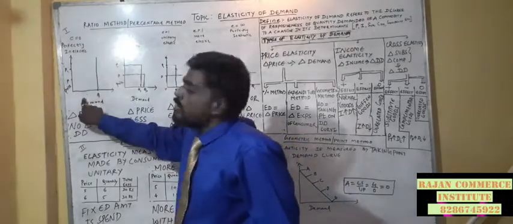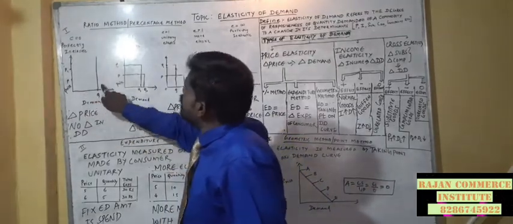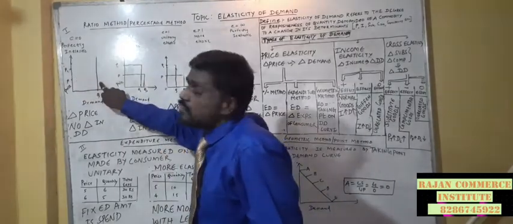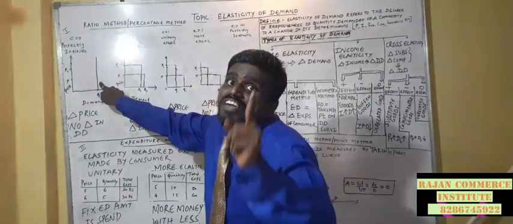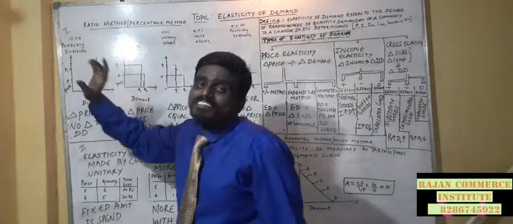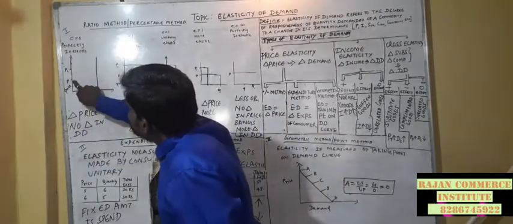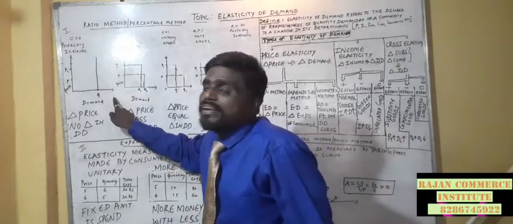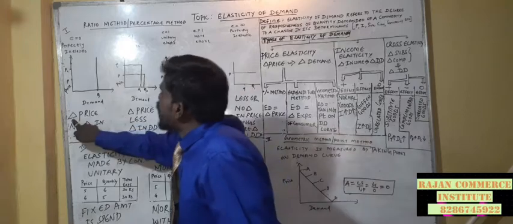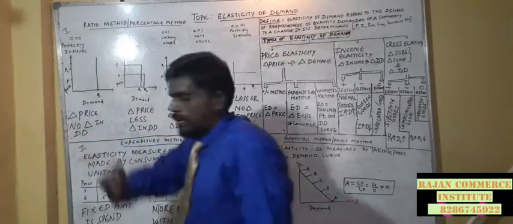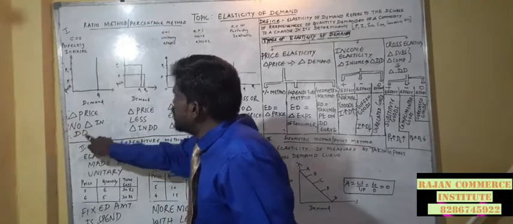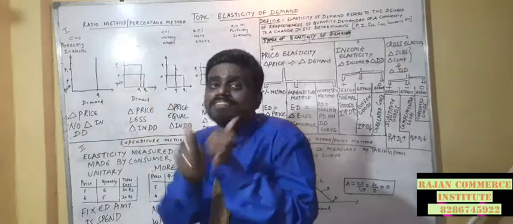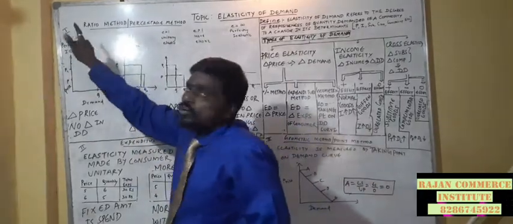In the first graph, you can see that the demand curve stays the same. Price is increasing from P to P1, but demand is not changing. Demand is fixed while price has changed. Price is rising from P to P1, but the demand curve is not fluctuating. That is, change in the price, no change in demand. That's what E is equal to 0.